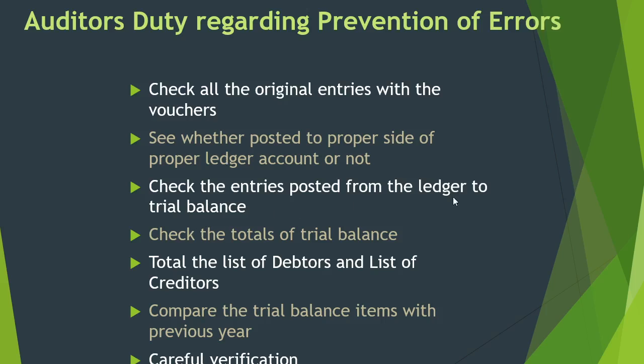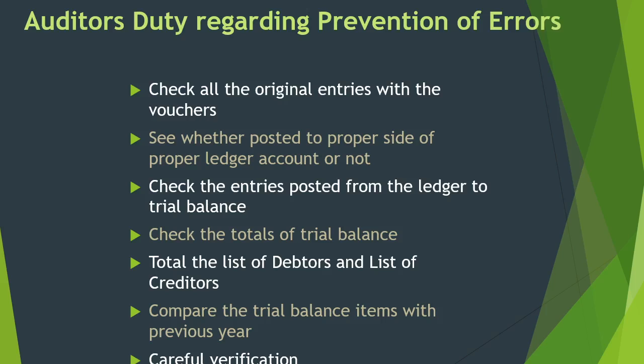Check the entries posted from the ledger to the trial balance. So the first step is the journal entries, the second one is posting journal to ledger, and the third one is posting ledger to trial balance, because there is a large possibility of mistakes from ledger accounts to trial balance or journal to ledger accounts. In the process of posting, there is a huge possibility of committing mistakes. Check the total of the trial balance and the ledger accounts so that the mistake can be easily found.